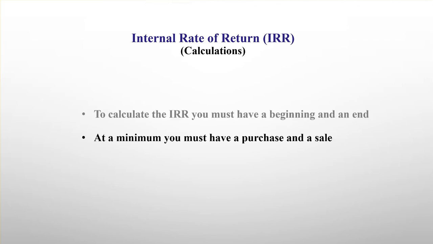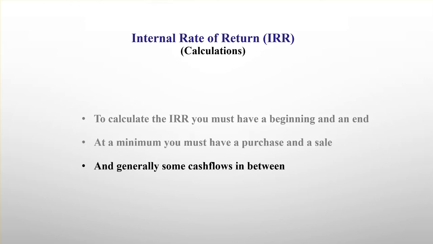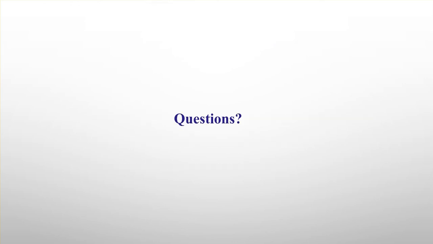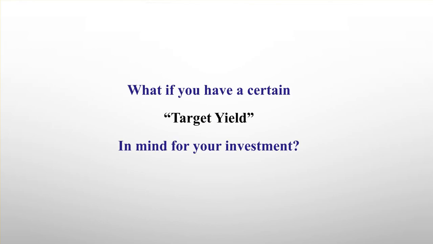So at the end, once it's all said and done, at a minimum, you must have a purchase and you must have a sale. And you would hope that you have some cash flows in between. So here's a question that begs asking. What if you have a certain target yield in mind for your investment? For example, what if you say, if I purchase this property, I want at least a 10% return.